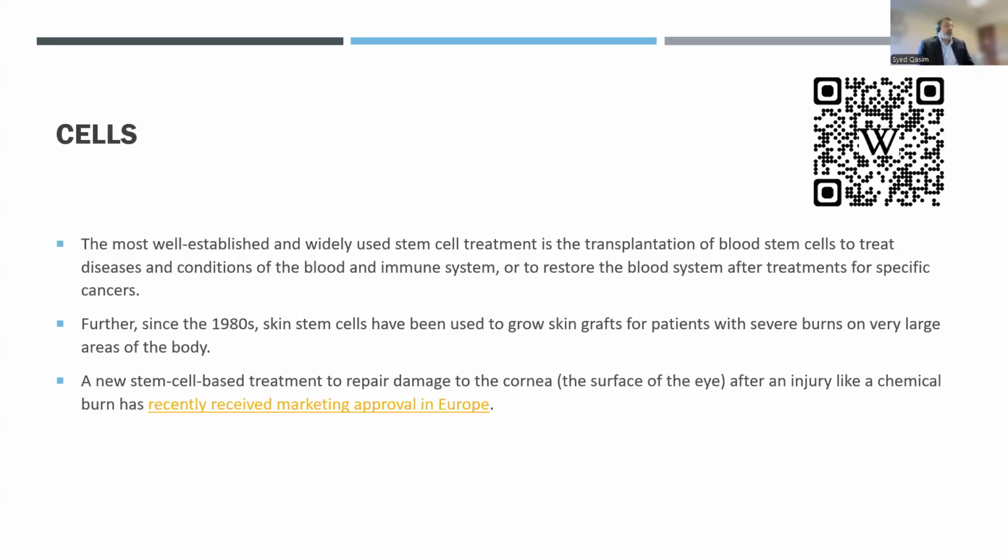Further, since 1980, skin stem cells have been used to grow skin grafts for patients with burns on very large areas of the body. Patient stem cells were extracted from either bone marrow or blood. They were grown, multiplied, and then used on their own, or in combination with a scaffold. A new stem cell based treatment to repair damage to the cornea, the surface of the eye, after an injury like a chemical burn, has recently received marketing approval in Europe.